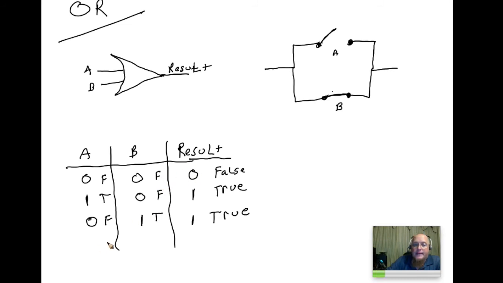Okay. Now let's turn them both on. So A is on and B is on. So if we turn A on here, and B is already on from the last example, now I can go across either one.